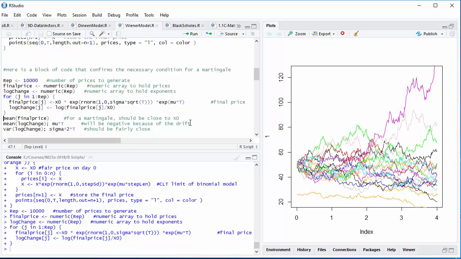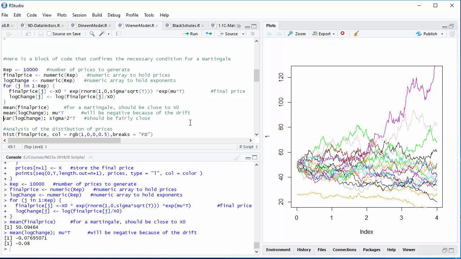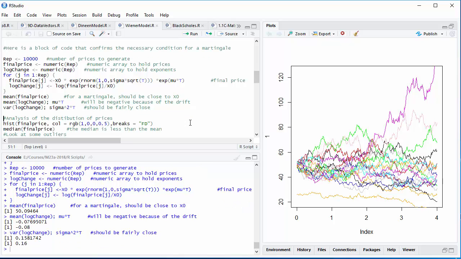If I've done things right, the mean of those 10,000 final prices should be close to 50. It is. If I've done things right, I should find that the logarithm of the change should have a slightly negative mean, but I know exactly what that is. It is mu times t, and furthermore, I know the variance of the logarithm of the change in price. It should be very close to sigma squared times t.